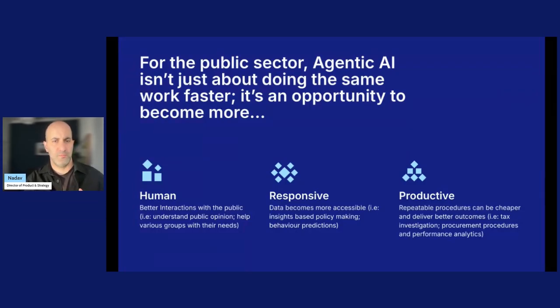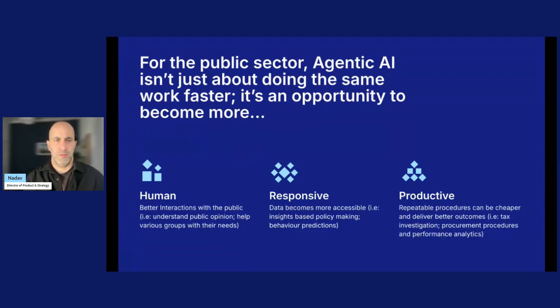We can use the model to share more behavioral predictions. And we can also use that to become a lot more productive, right? So if we think about those repeatable procedures, they could become a lot cheaper and deliver better outcomes, for example, tax investigations or all sorts of procurement processes, and we're going to talk about procurement processes in a second. All those things could become really a major change to how governments work.